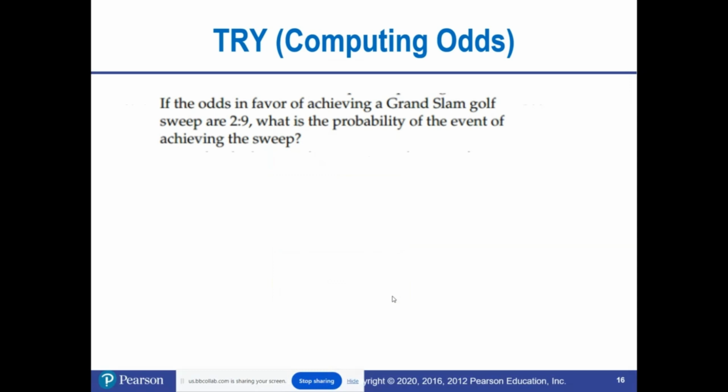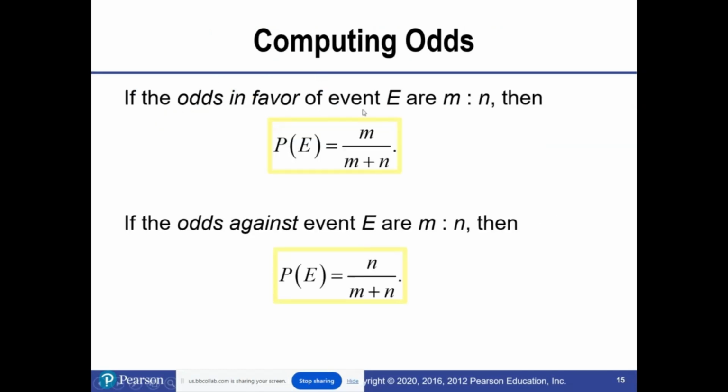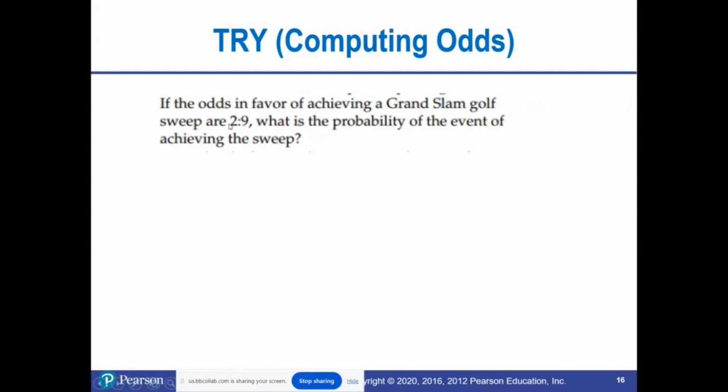Okay, so for this one, if the odds in favor of achieving a Grand Slam golf sweep are 2 to 9, what's the probability of the event of achieving the sweep? So if you're achieving it, that's going to be our odds in favor. So when I have M to N, I take M over M plus N. So in this case, my M is 2. So I'm going to say 2 over 9 plus 2. So 2 to 11.